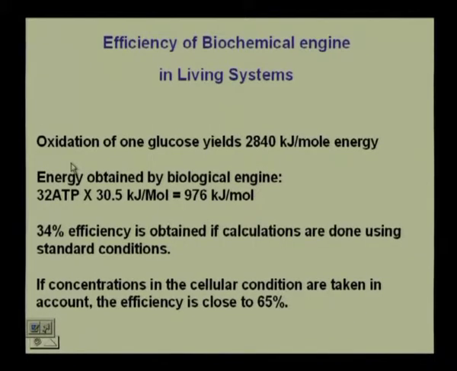So if we consider the efficiency of the biochemical engine in living systems, the oxidation of 1 glucose yields 2840 kilojoules per mole of energy. Okay, that is a huge amount of energy. And the energy obtained by this biological engine is 32 ATP into 30.5 kilojoules per mole. That is the ATP hydrolysis, remember, 31 kilojoules.